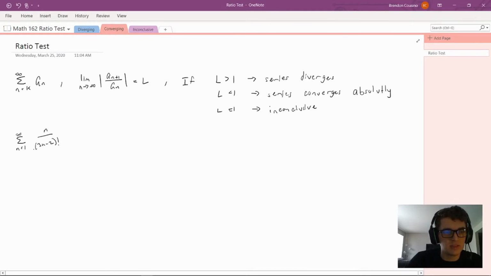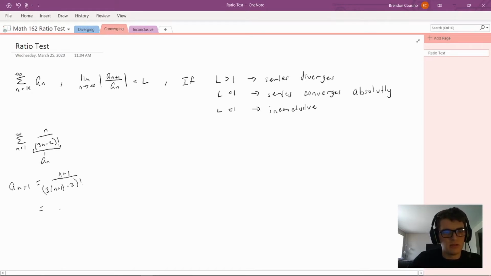So first thing I'm going to do is identify my piece. So this is a of n. And let's go ahead and write out the a of n plus 1 term. So I'm just going to plug in n plus 1 everywhere I see an n. So it's going to be n plus 1 on the numerator. Then I have a 3n plus 1 minus 2 factorial.